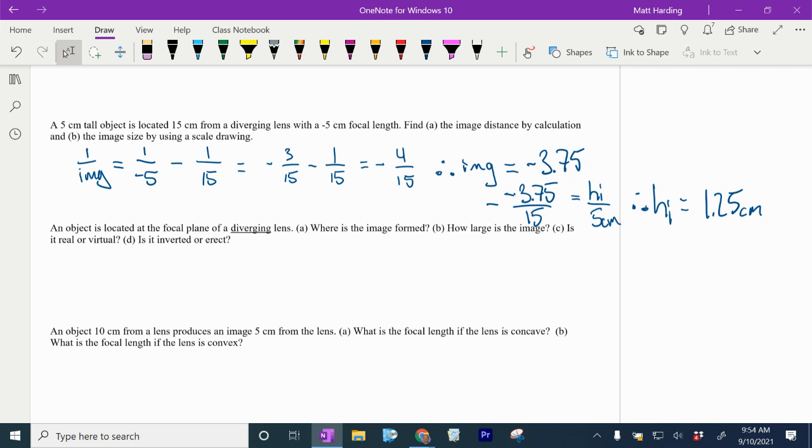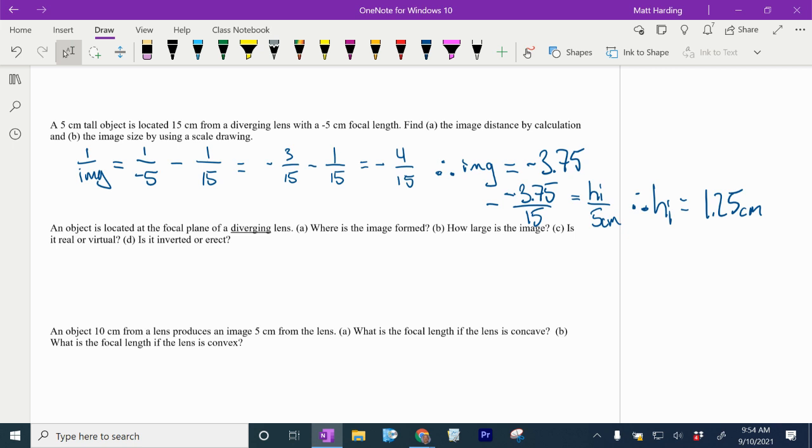All right. So I've already manipulated this to solve for the image distance. 1 over image distance equals 1 over the focal length minus 1 over the object distance. 1 over negative 5 minus 1 over 15. So negative 3/15 minus 1/15, negative 4/15. That gives an image distance of negative 3.75. And again, the negative is telling us the image is on the same side of the lens as the object.